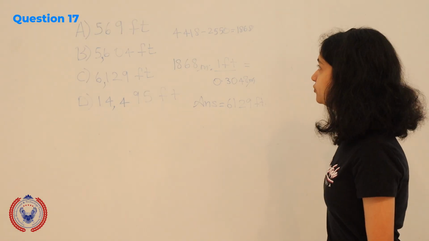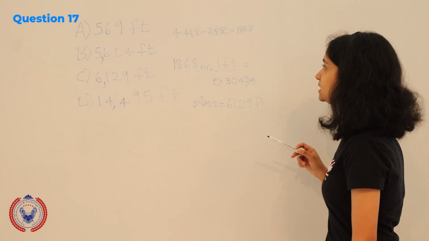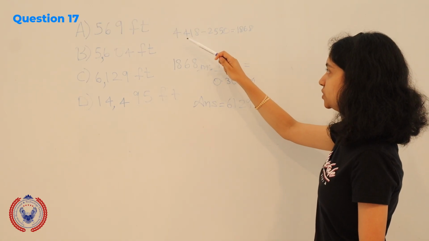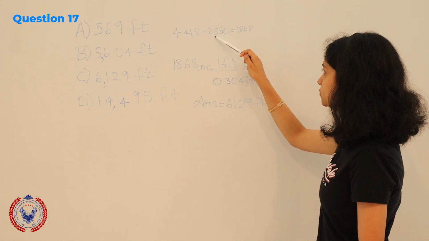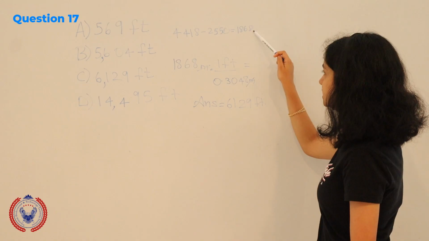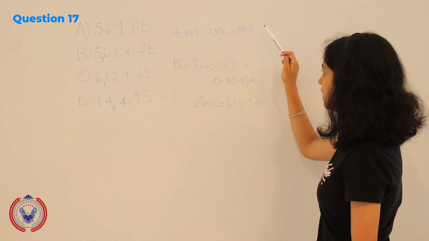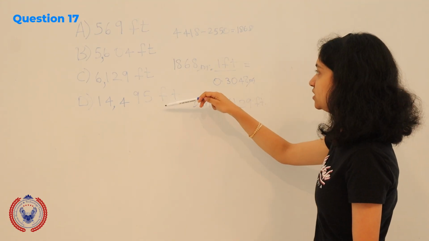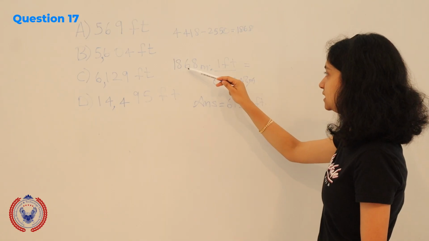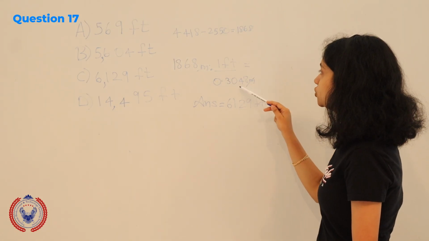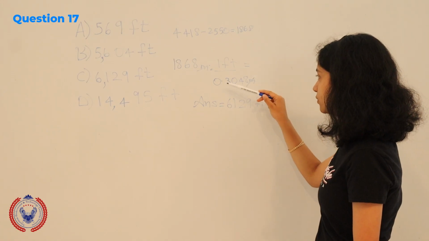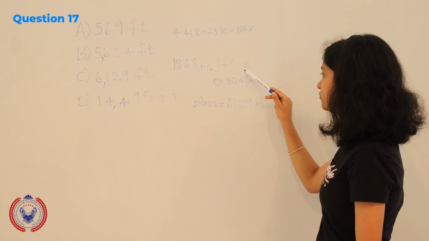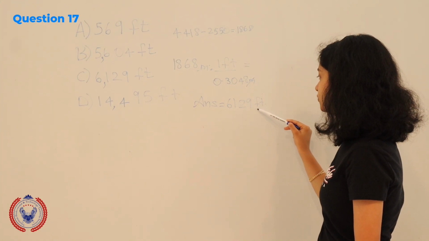Okay, in this problem, the first piece of information that I want to find out is how much is the elevation. So for that, I would take the total amount that is given, which is 4418, and subtract 2550 from it, which gives me 1868. Now, I would make sure that 1868 is in meters. And as we can see in the answers, we have it in feet. Hence, I would take my 1868 meters and then I would use stoichiometry. I would put 1 foot here and I would put 0.3048 meters here. I would cancel out my meters and that would leave me with 6129 feet.